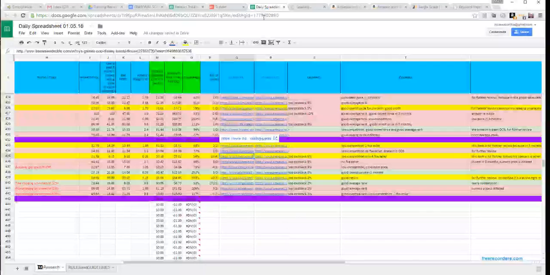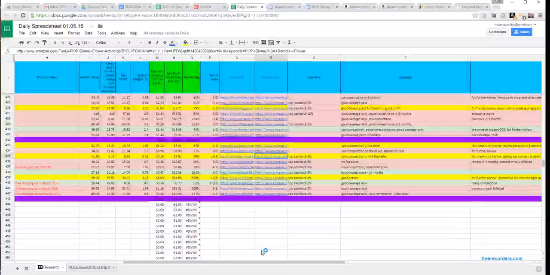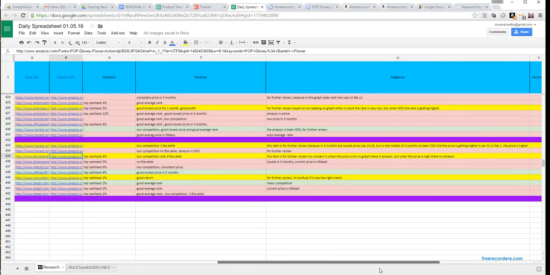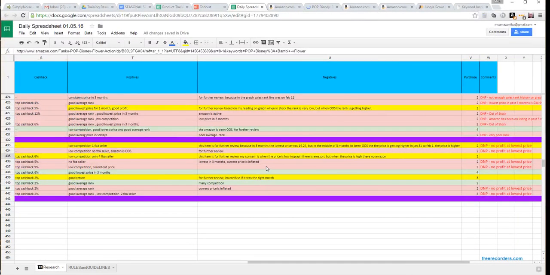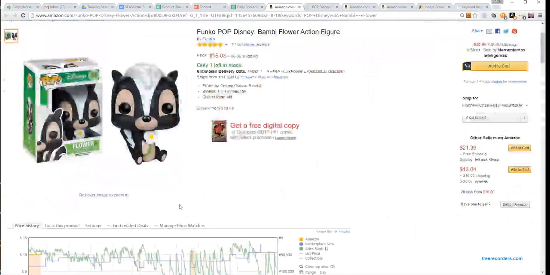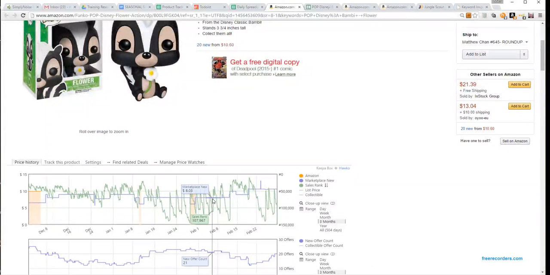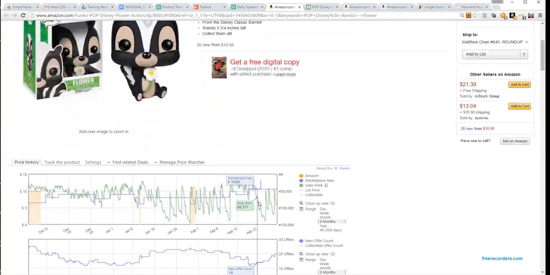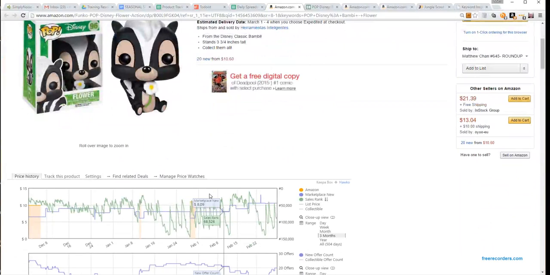Okay, this one. So let's. Okay, so it looks like Amazon. Your notes say Amazon is selling, okay, $15.03 plus $6.80 shipping. So 6.15.